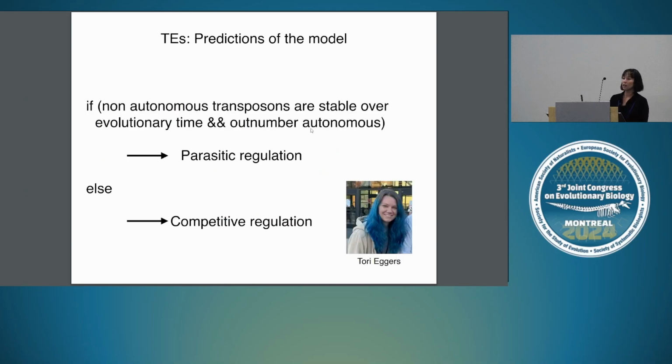And so what that gives me is some discrete predictions from the model. I try to structure this very discretely. If non-autonomous transposons are stable over evolutionary time and they outnumber the autonomous, then we're going to say that's evidence for parasitic regulation. If we find the opposite situation, then we're going to say that's evidence for competitive regulation. In order to test these predictions, I've been working with my graduate student, Tori, and she's been doing comparative genomics, analyzing nematode worm genome sequences.